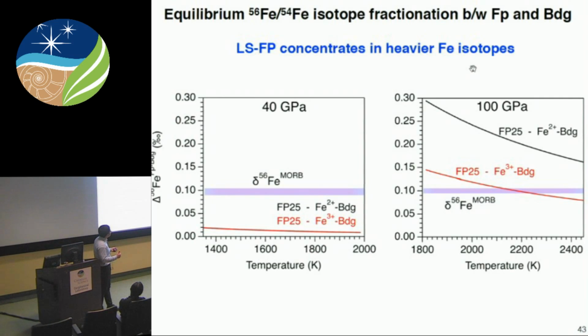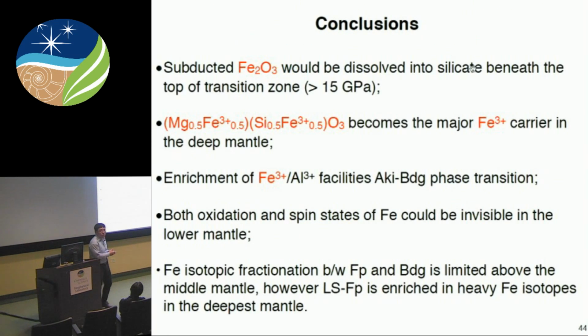The red curve is the calculated isotopic fractionation between ferropericlase and Fe3+ bridgmanite along different temperatures, which cover the whole temperature range at these depths. Very interestingly, this magnitude could match this purple one. But the fractionation can be even larger between ferropericlase and Fe2+ dominant bridgmanite. It can be as high as 0.3 per mil.